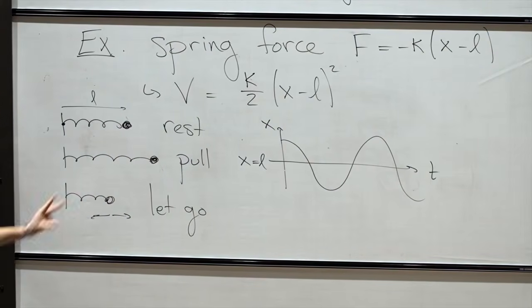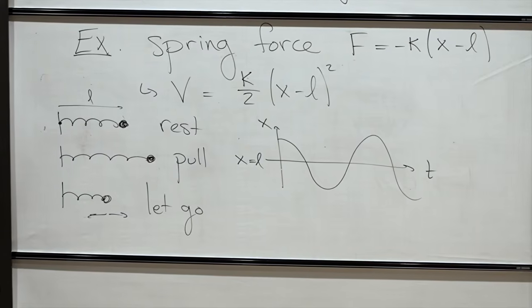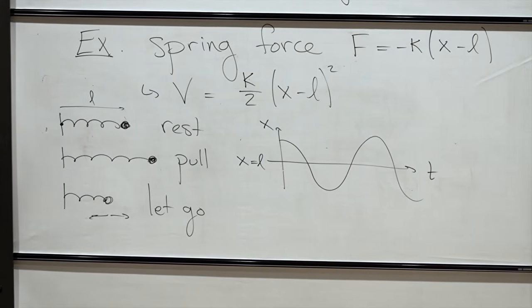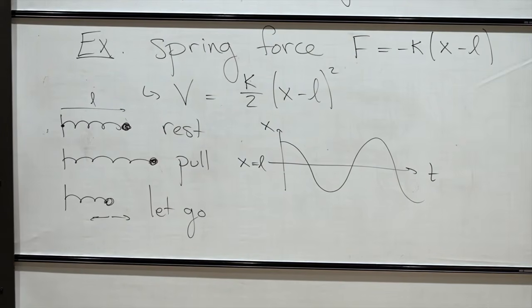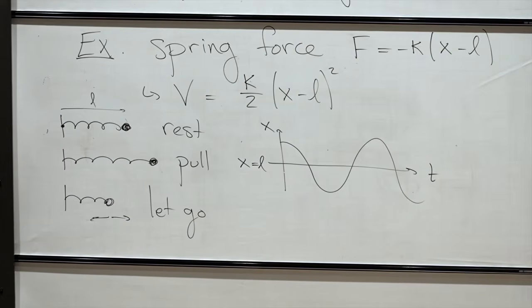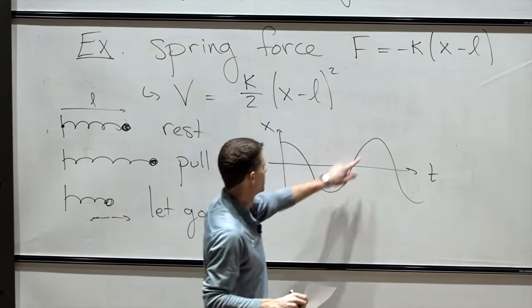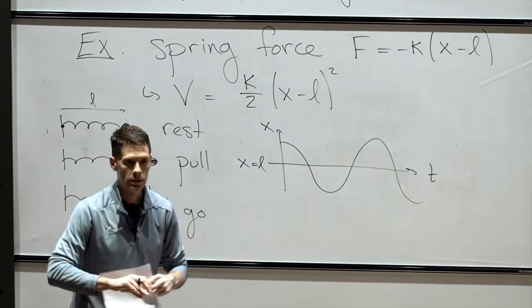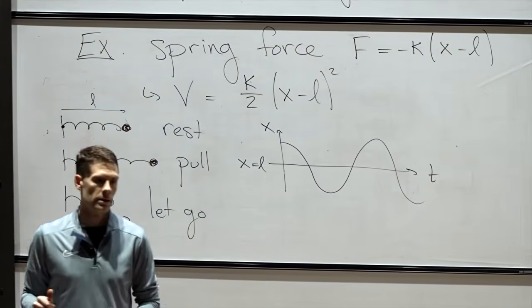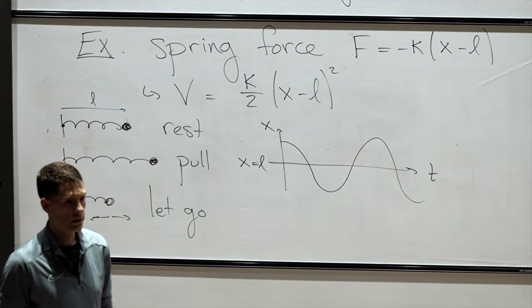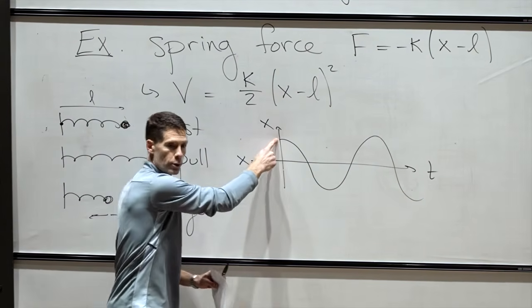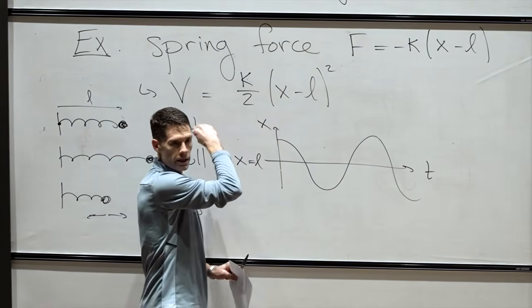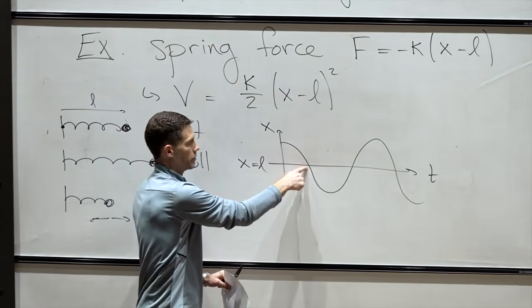Where's this energy exchange in that picture? Where is the kinetic energy maximum? And where's the potential energy maximum? So here, and here, what's happening? At the maximum, it's all potential energy. Yeah. So I pulled the spring at that point. It's all potential energy. I let it go. It starts converting.